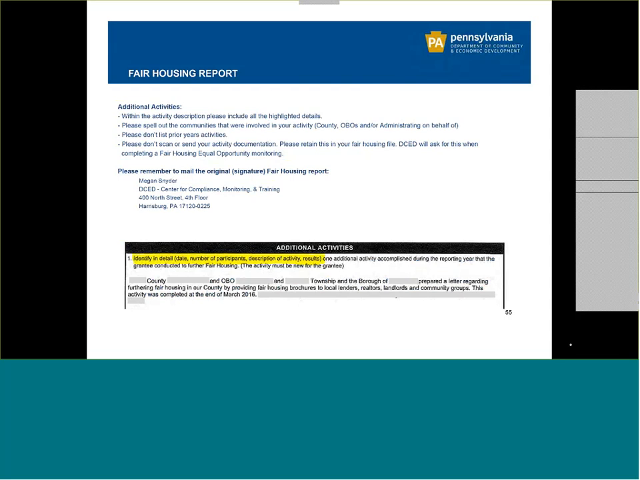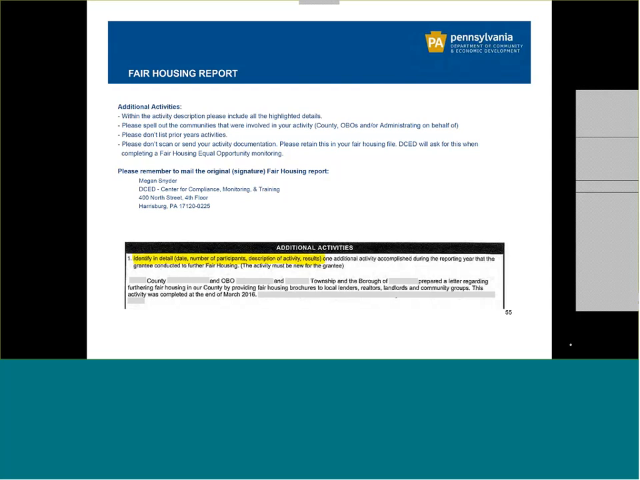Moving on to the additional activities, again, you can see where they delineated who the county was and who the OBOs were, and they were very detailed as to what the activity was. They passed out brochures. What date did they do this on? It shows us the detail that they put some effort in, and that you completed the activity.